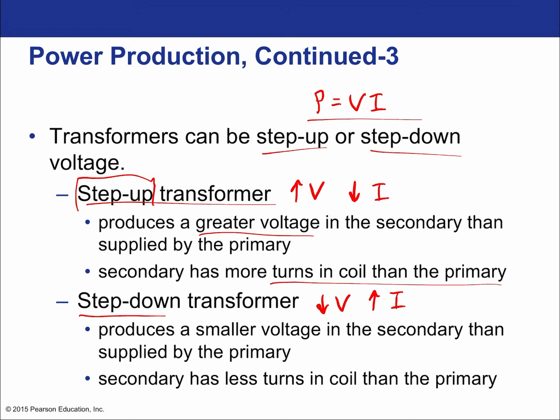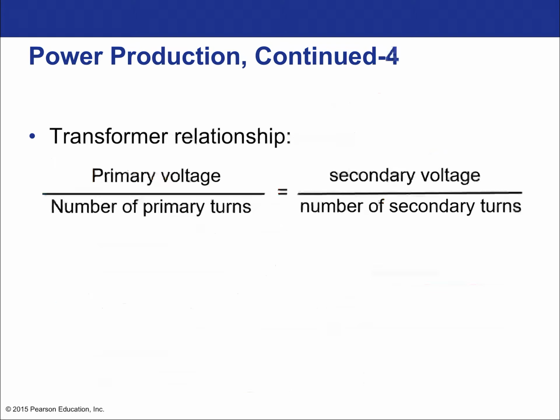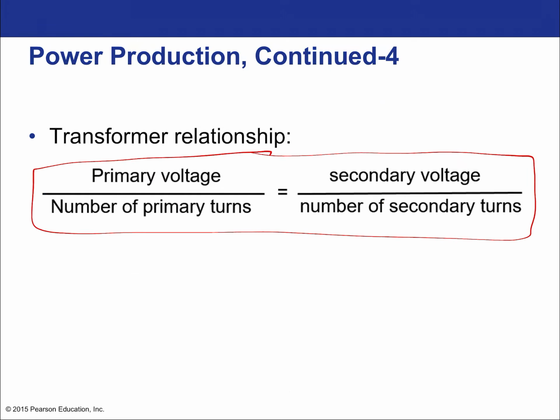So step-down transformers produce a small voltage in the secondary, supplied by the primary, and the secondary in that case has fewer turns, right? So if you want to step down, you go from many turns to fewer turns. Okay? All right.